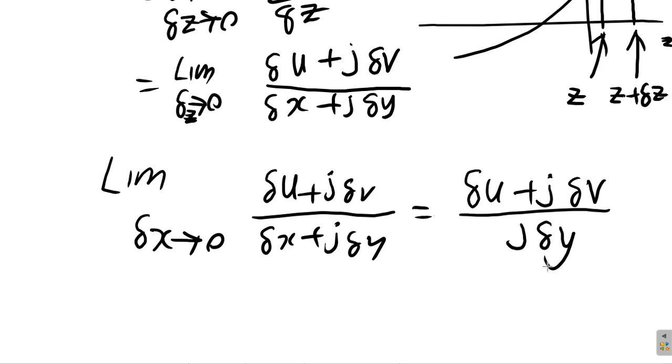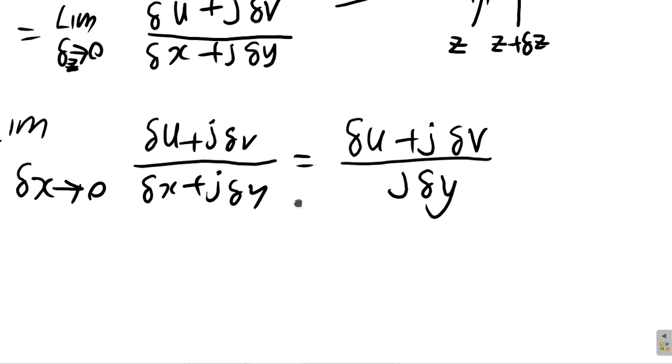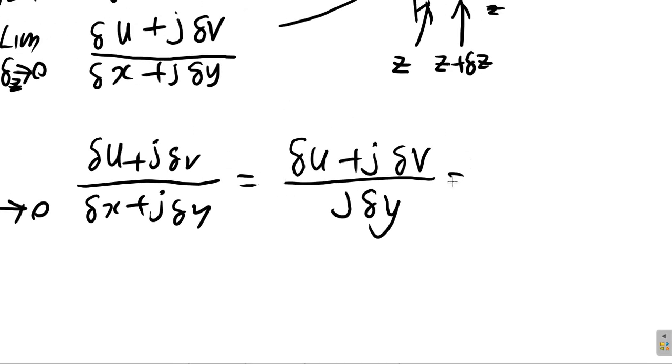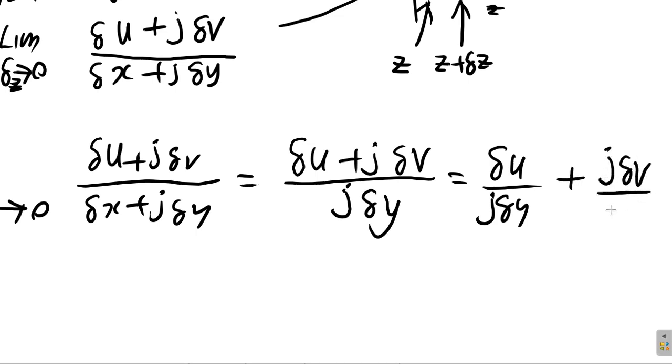So you see what happened there? It's a fraction, you know. So we can write it as del u over j del y plus j change in v over j change in y. Remember, that type of curly delta is what I call del, which is representing a change. Alright?